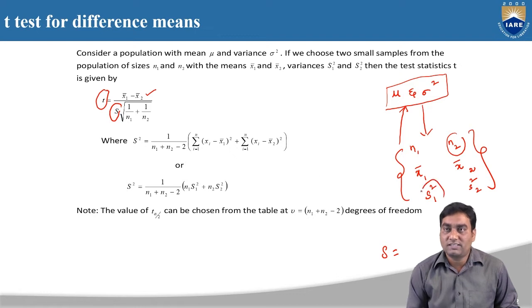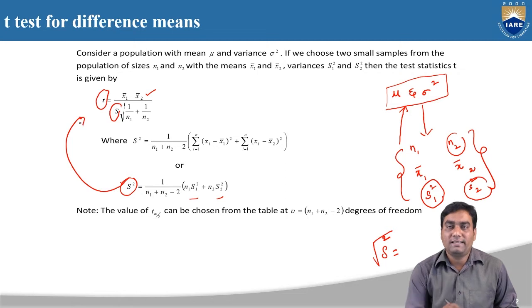We know that s1 square and s2 square values. From that we can find out s square by using the formula 1 by n1 plus n2 minus 2 into n1 s1 square plus n2 s2 square. You know all the values of s1 square, s2 square, n1 and n2. From this we can find out s square. After getting s square, if you take the square root, we'll get the value of s. This s we are going to replace in the test statistic formula.